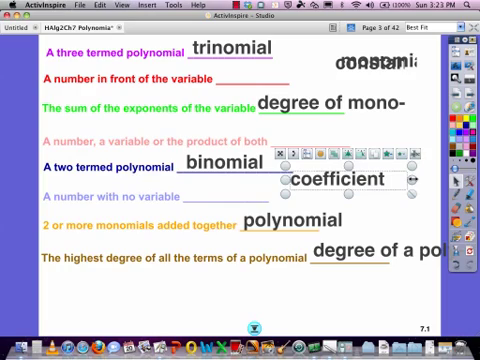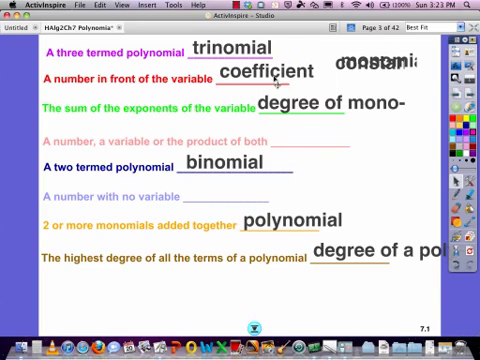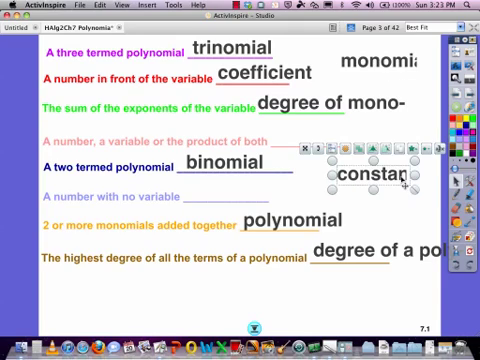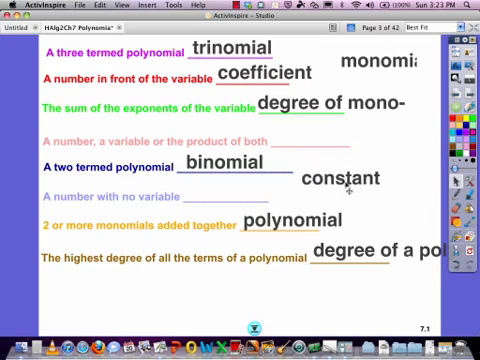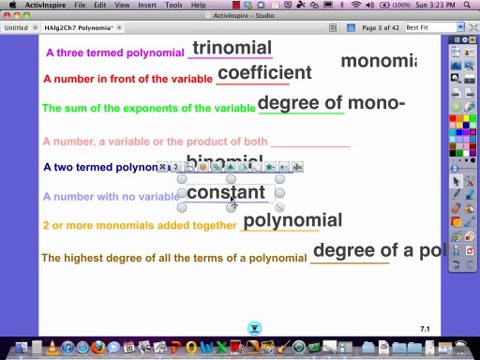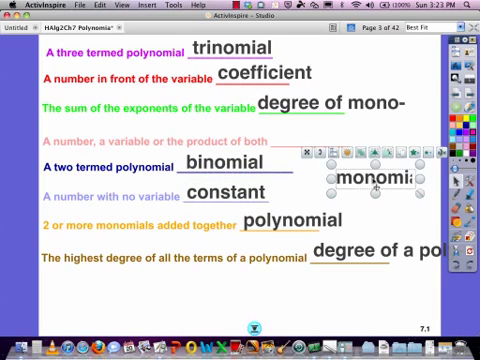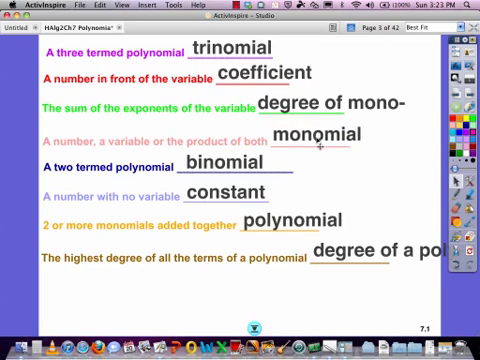In coefficient, a number in front of the variable. We've been using that already in our earlier chapters. Next, we've got a constant, a number with no variable. It always has its constant value. And that leaves a monomial, a number, a variable, or the product of both. So when we start looking back at these, we definitely need to know them fairly well.